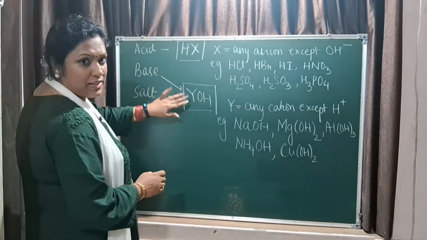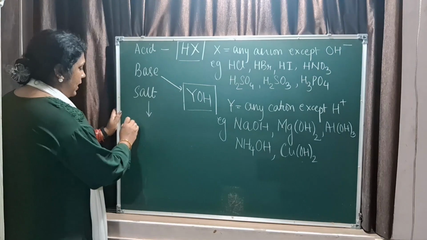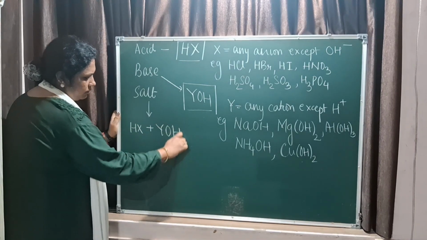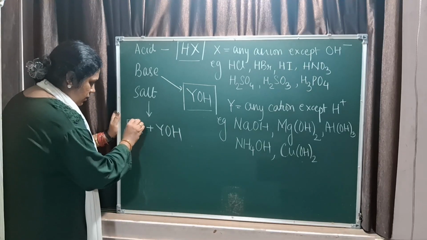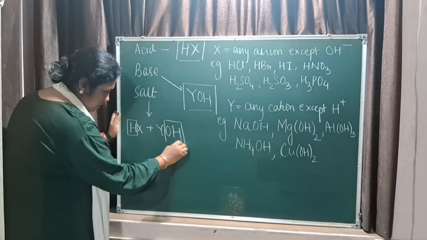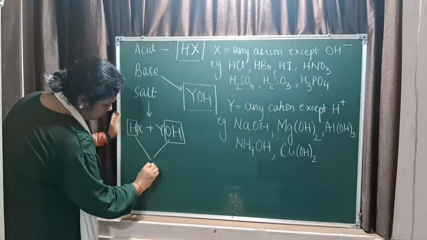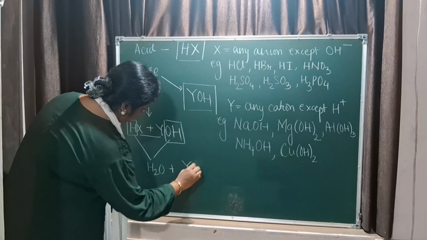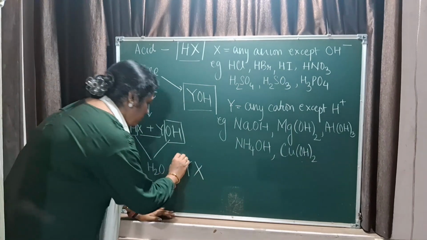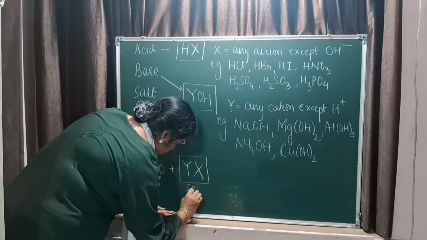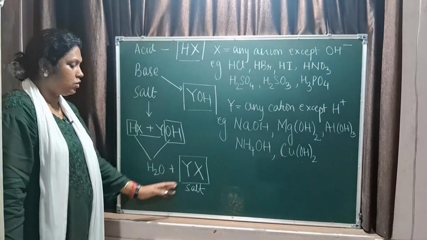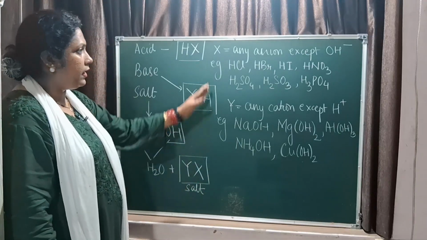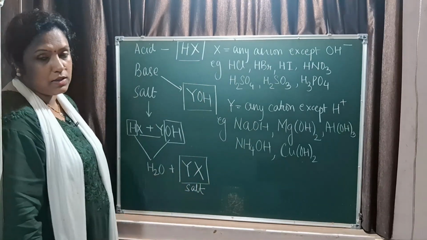Another thing is salt. When an acid reacts with a base, the H and the OH form water and a salt. This is a salt. Salt has a cation that can be anything except H, and an anion that can be anything except OH.